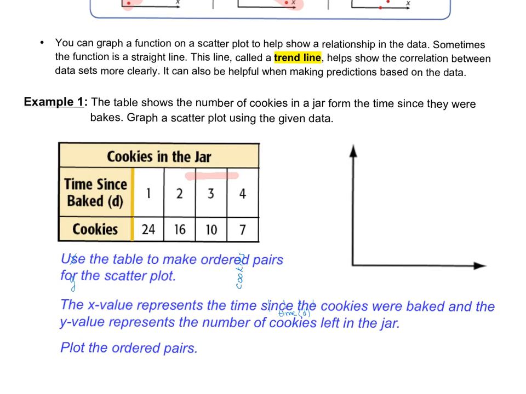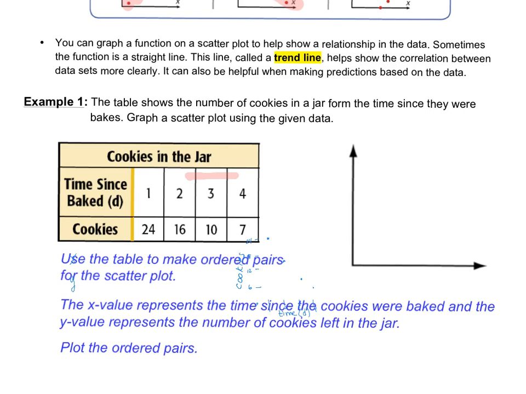1, 2, 3, 4. And our cookies range from 7 to 24, so I need to be able to get all the way up to 24, so maybe I'll count by 6. 6, 12, 18, 24. So the zero's at the corner. In the first day we had 24 cookies. The second day, we had 16 cookies. Third day, 10 cookies. And fourth day, 7 cookies.